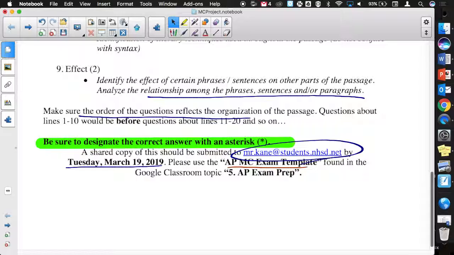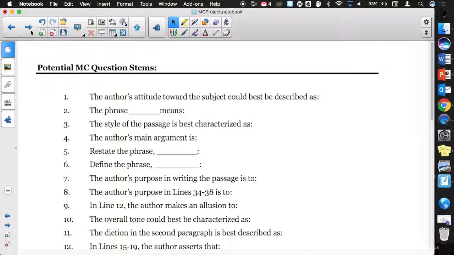First thing is figuring out what you're going to use as your passage, and then you go from there. How you want to divvy up responsibilities if you're working with other people is entirely up to you. On the back of that first page are some potential question stems. Not saying you have to take from 1 through 25, but it gives you an idea at least of how some of the questions could be worded.